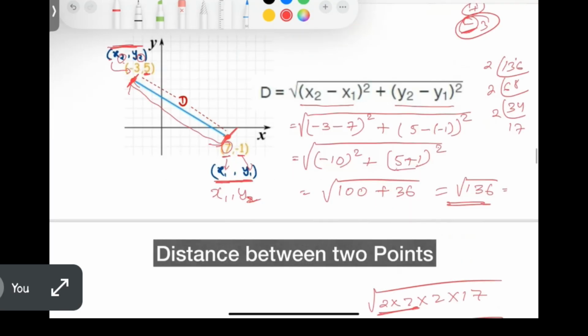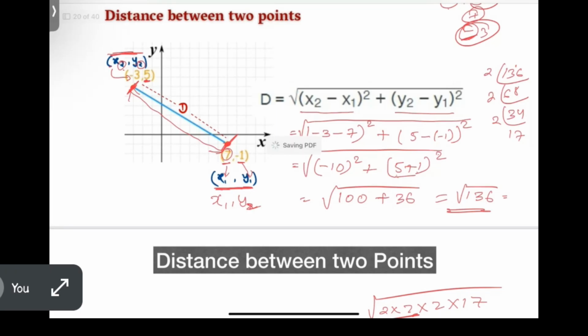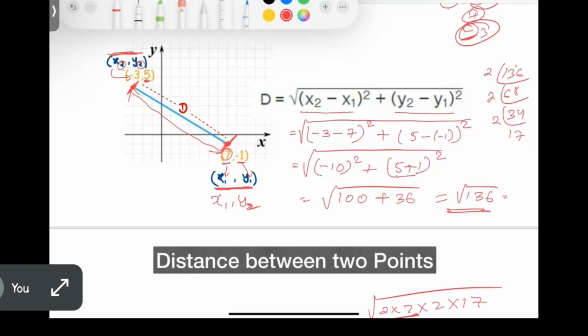Okay, so if 2 points are given, and you're asked to find the distance between the 2 points, then the formula is this.